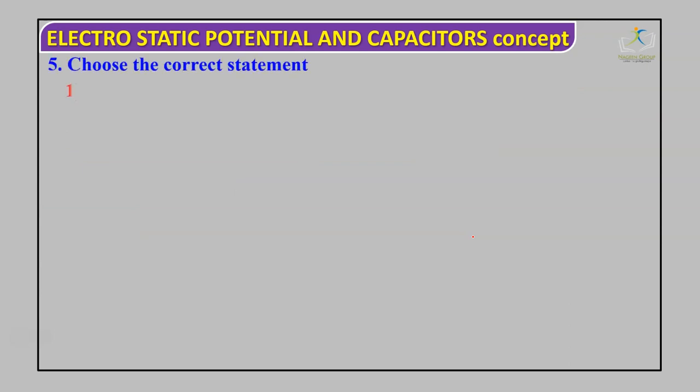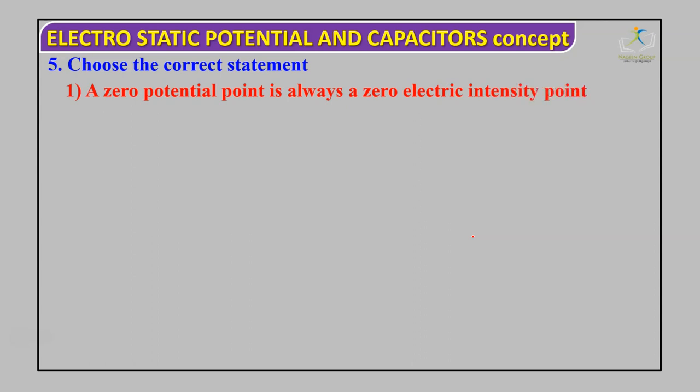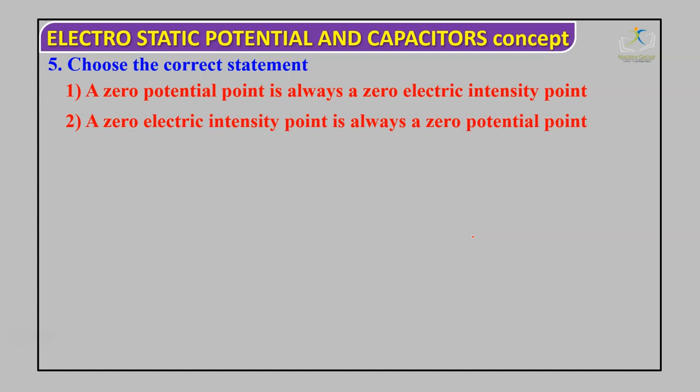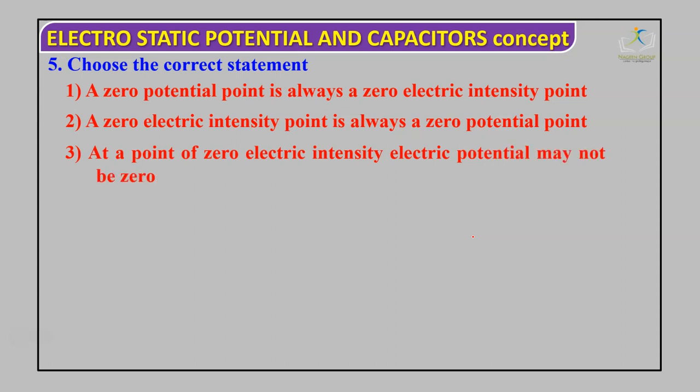Choose the correct statement. The first: a zero potential point is always a zero electric intensity point. A zero electric intensity point is always a zero potential point. At a point of zero electric intensity, electric potential may not be zero. All the above. So let us see the solutions.